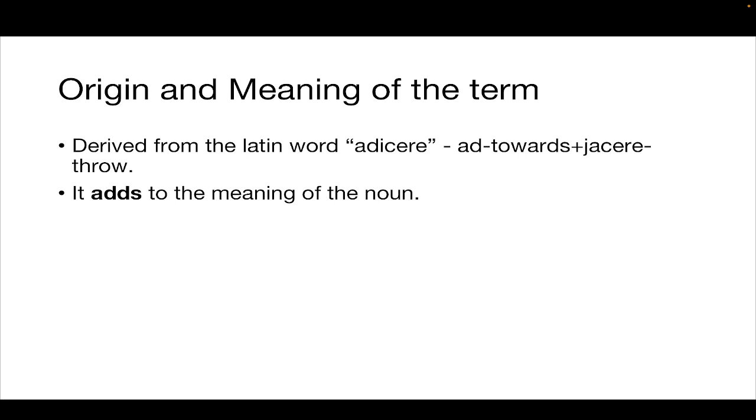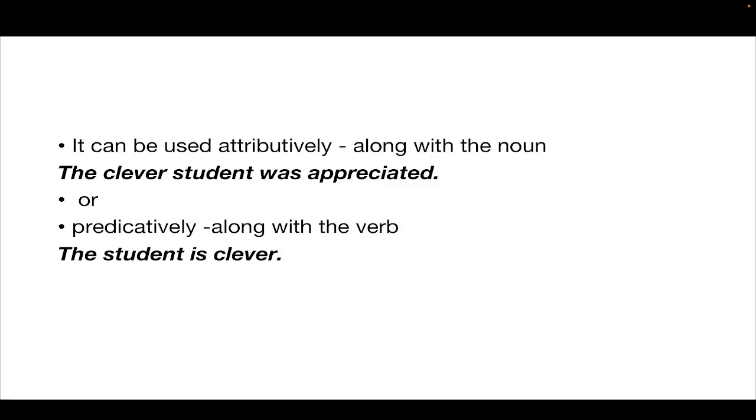If you look at the word adjective, this will give you a basic idea of what it does. From Latin, there is a word called adicere. Ad means towards, jacere means throw. So it adds to the meaning of the noun. Adjectives can be used attributively. By this I mean along with the noun. For example, in this sentence, the clever student was appreciated. The word student is the noun, and the word that describes the student, clever, is the adjective. So here it is used attributively.